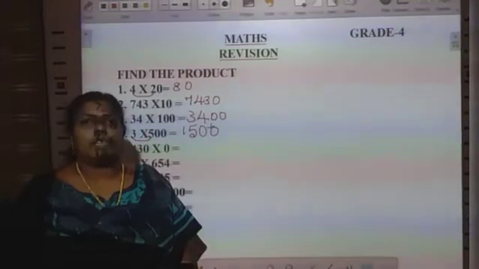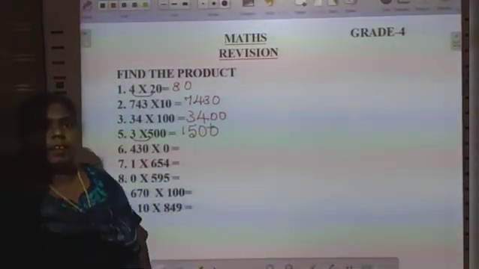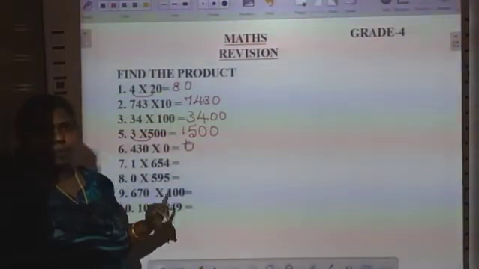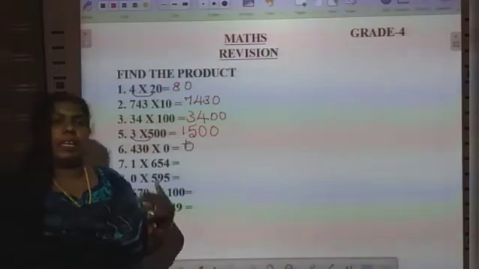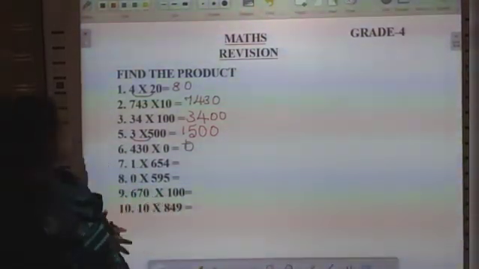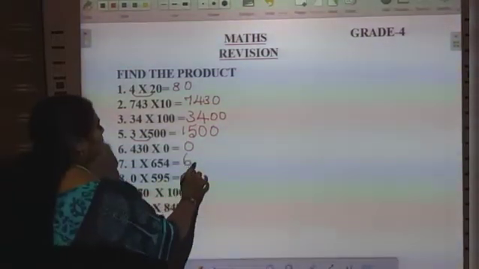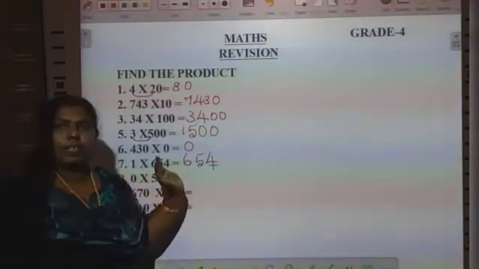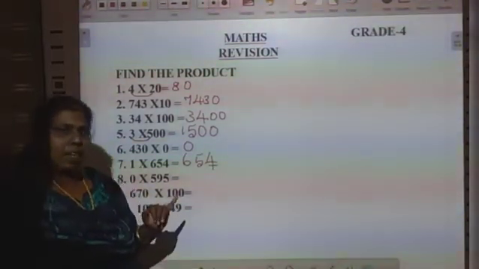Next, 430 into 0. Any number multiplied by 0, what is the answer? 0 only, right? Yes, 0. Next, 1 into 654. Any number multiplied by 1 is the same number only, isn't it? Yes. So 1 into 654 is 654. Right? Yes. Next, again 0 into 595. 0 into 595 is 0, right?